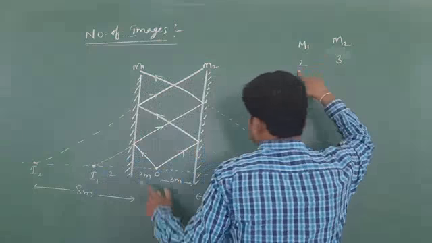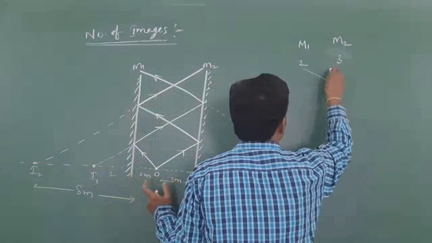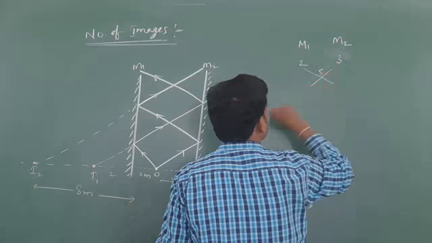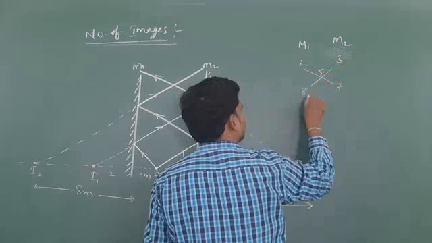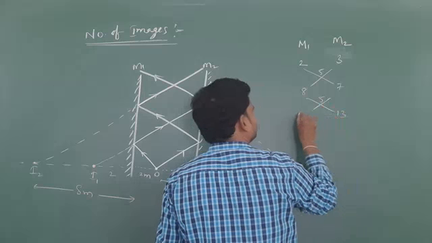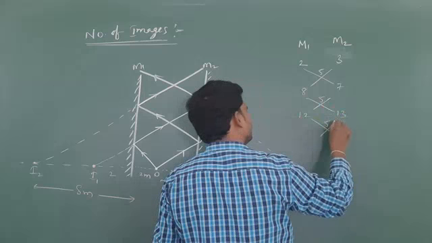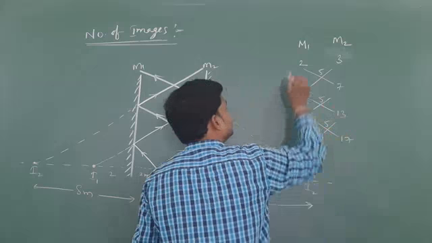So the first mirror distance is 2 meter, the second mirror distance is 3 meter. What is the total distance? 5. Just add it. This is 7. 5 plus 3, 8. Add continuation. 8 plus 5, 13. 12. Add continuation. 12 plus 5, 17. This is 18.